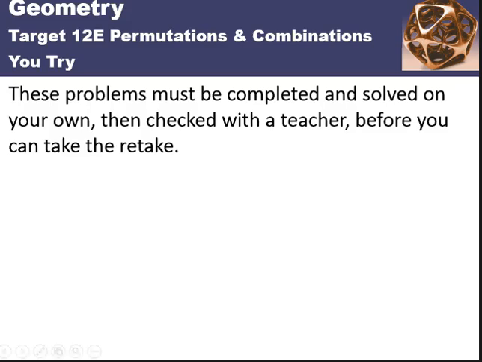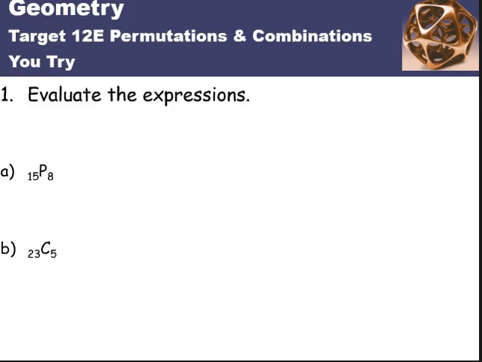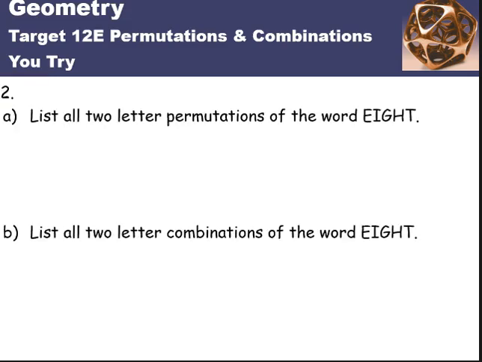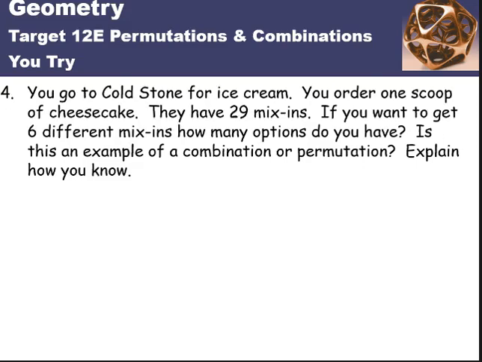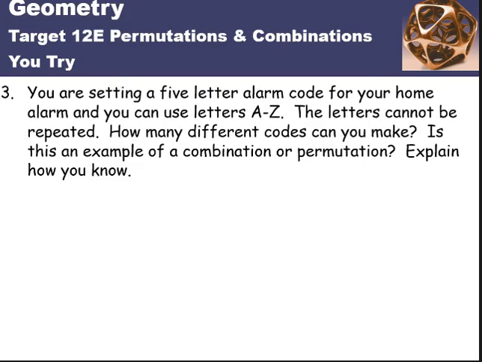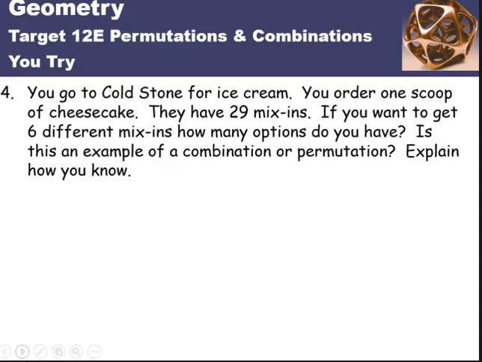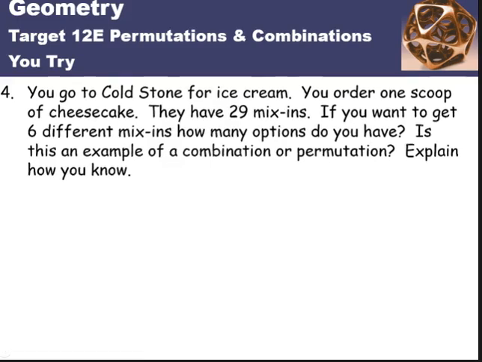So the following problems have to be done on your own. You need to show them either to your math teacher, your geometry support teacher, or math lab teacher. So here we're doing a permutation and combination. Here we're rearranging or writing all the different ways we could write the letters. Here another alarm code. This is interesting. This is using letters. Remember, there's 26 letters in the alphabet. And you get a cold stone for ice cream. There's 29 mix-ins. You know, I actually looked it up, and there are 29 mix-ins. All right.